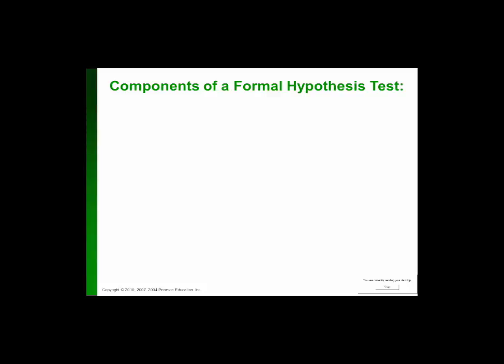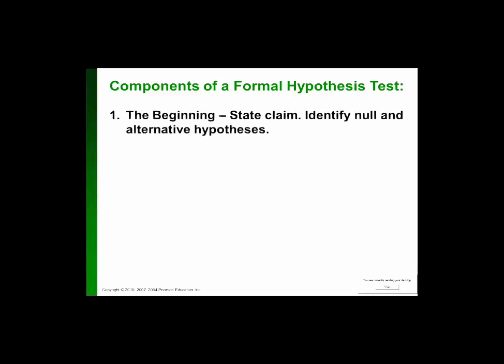You know, instead of talking for an hour and then doing some problems, we're getting to practice each concept as we talk about it. So here are the 3 big ideas, 3 big components of a formal hypothesis test. The beginning is state the claim and identify the null and alternative hypotheses. You don't know what that means yet, and that's okay. We'll refer back to this slide. But the beginning is state the claim, identify the null and alternative hypotheses.